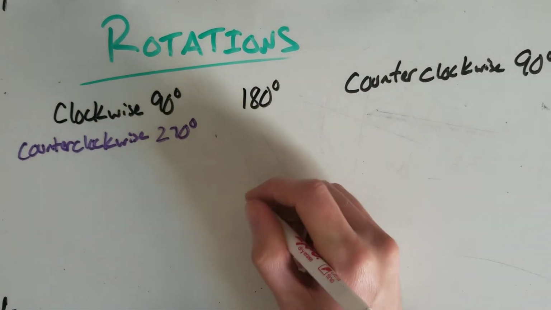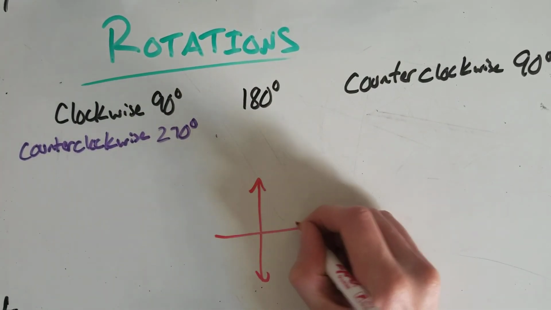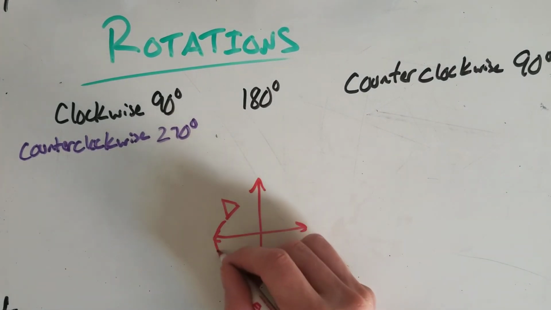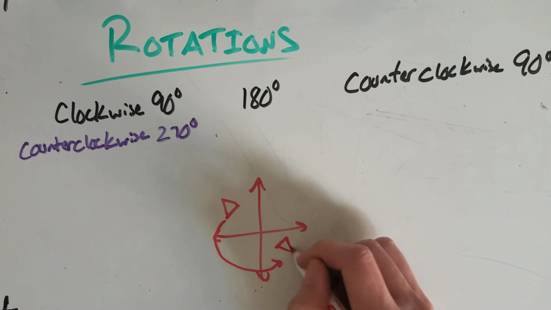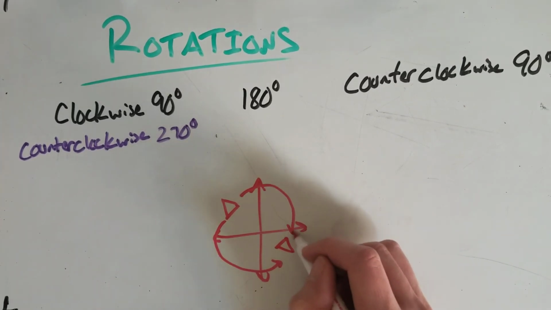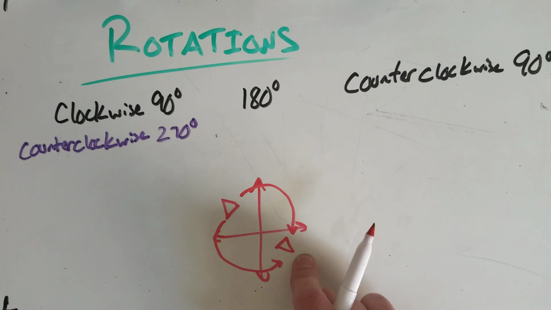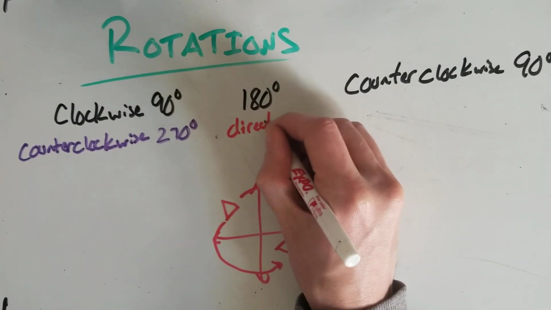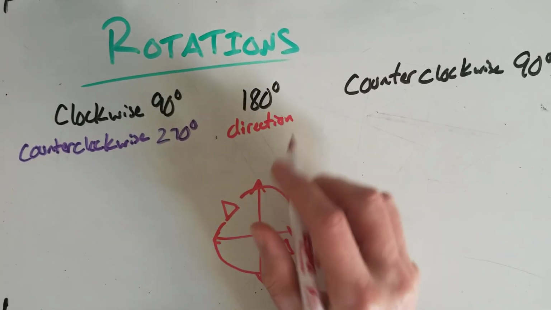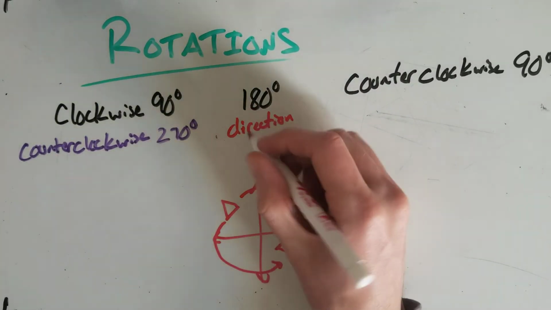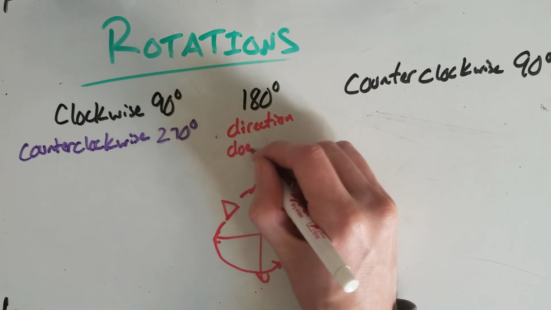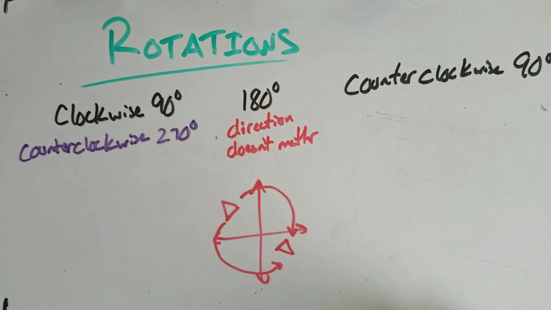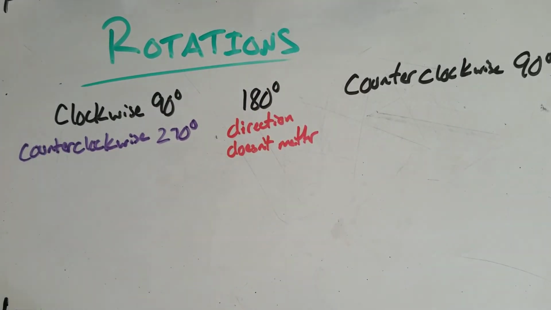For 180 degrees, if you take any shape, we'll do a little triangle this time. If you rotate the triangle 180 degrees, it doesn't matter which direction you go, because 180 degrees is exactly the halfway point. Going counterclockwise or going clockwise 180, either way will get you to the same point. The direction doesn't matter. They're both going to be halfway around.